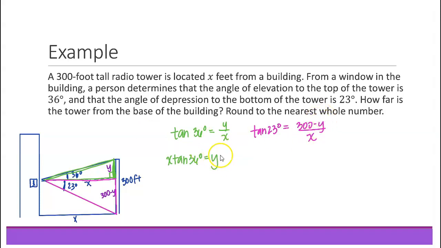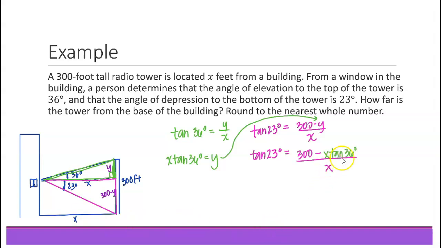So I'm going to plug y over here into the other equation, and then that will involve all x's, because remember, what are we trying to solve for? We're trying to solve for x. So we're going to take this value of y and substitute it into the other equation. So we have tangent 23 degrees is equal to 300 minus, and we're going to plug in that x tangent 36 degrees, and then over x.